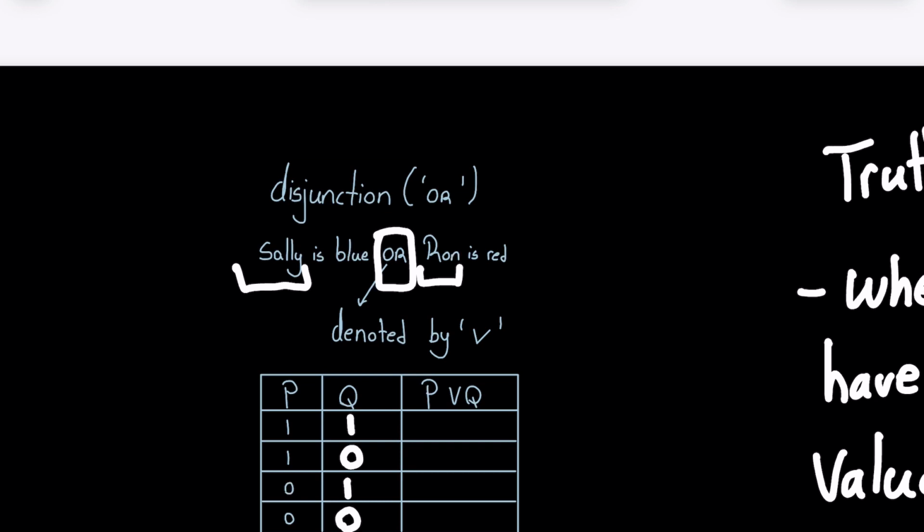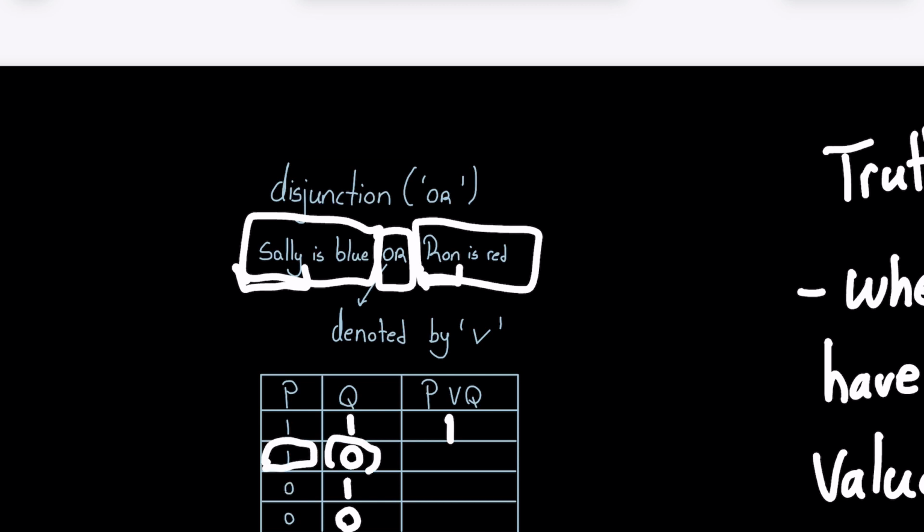Okay, and for P or Q, well, we need at least one of these to be true, because if this is true, then the whole statement is true, and if this is true, then the whole statement is true. So in that case, this should be true because Sally is blue or Ron is red. That's true. Sally could be blue or Ron could be red. And again, if we had Sally is blue in this section or Ron is not red, well, Sally is blue, so that works, right? So that could be true. Put 1 for true. And if Sally is not blue but Ron is red, well, we still have one of them being true, so that's still true.